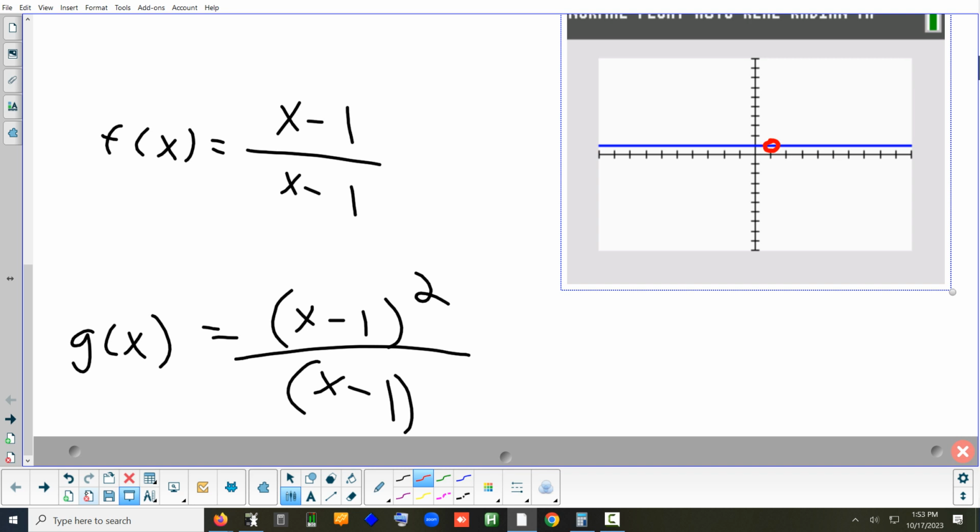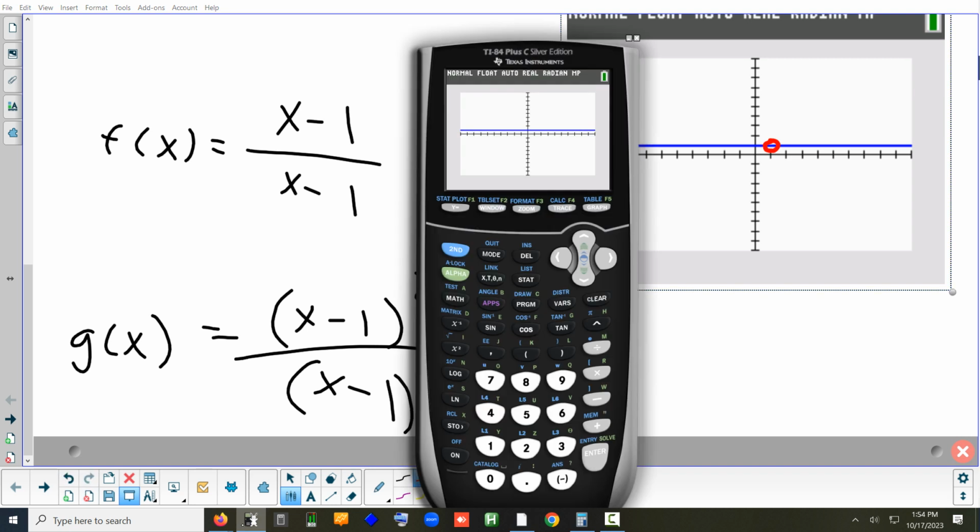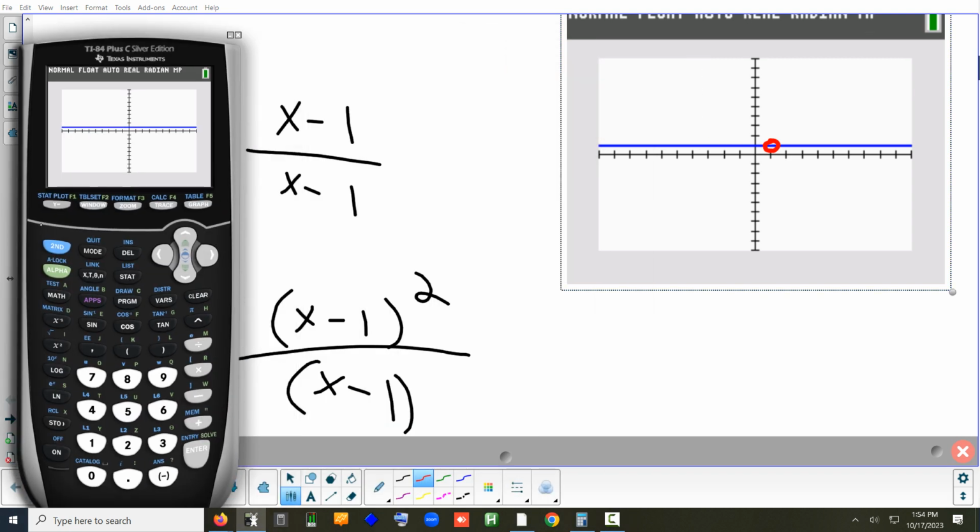How about this one? x minus 1 squared divided by x minus 1. Is there a value we can't plug in for x? Yeah, 1. You can't plug in 1 again. Now, same question. Are you going to have a hole in the graph at 1 or a vertical asymptote?